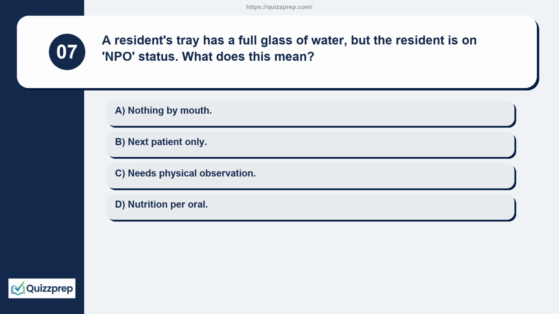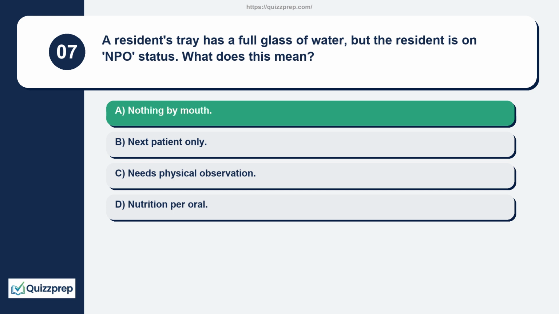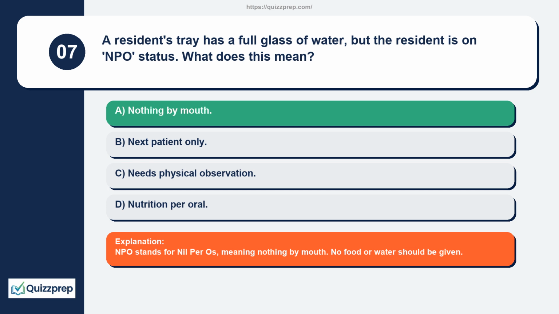Question 7. A resident's tray has a full glass of water, but the resident is on NPO status. What does this mean? Nothing by mouth. Next patient only. Needs physical observation. Nutrition per oral. NPO stands for nil per os, meaning nothing by mouth. No food or water should be given.